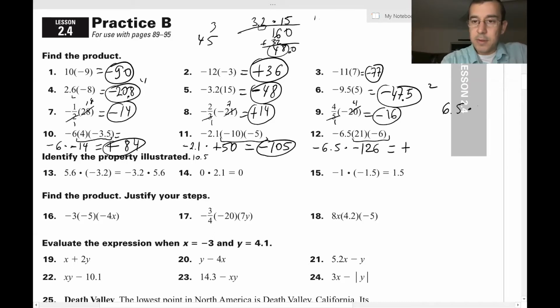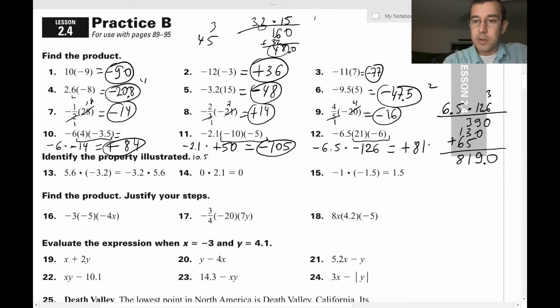6.5 times 126. 6 times 5 is 30. 0 and 3. 6 times 6 is 36, and 3, 39. 2 times 5 is 10, 0 and 1. 2 times 6 is 12 and 1, 13. And then 65 here. 0, 9, 3 and 3, 6 and 5, 11, 1 and 1, 6, 7 and 1, 8. We just have one decimal place. So one decimal place. So this is 819.